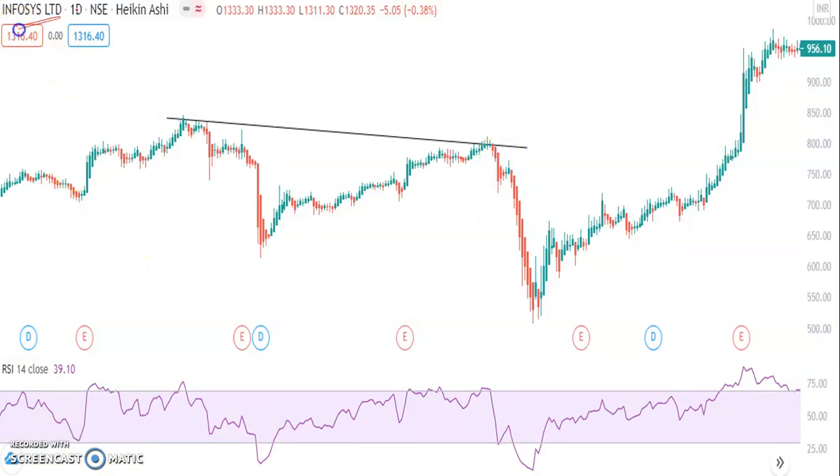I've taken Infosys. Guys, I did it for Nifty and Bank Nifty as well, and it worked there as well. But for explanation purposes, I will be explaining only on the stocks.